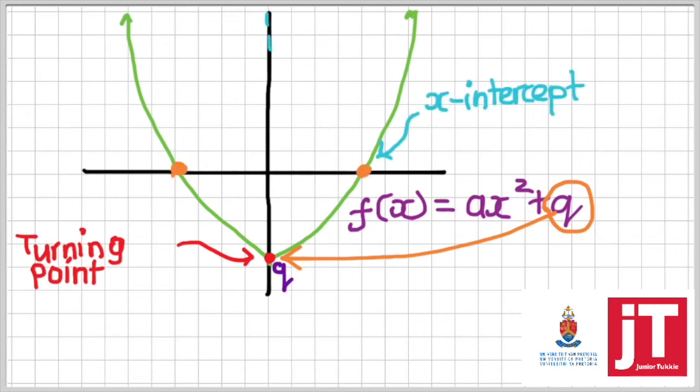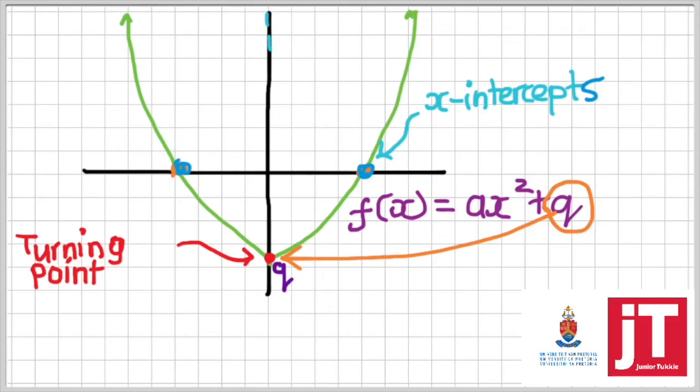We move on to the x-intercepts. There are two of them. So these two are the x-intercepts of that graph. They represent your solutions when you solve for your parabola.